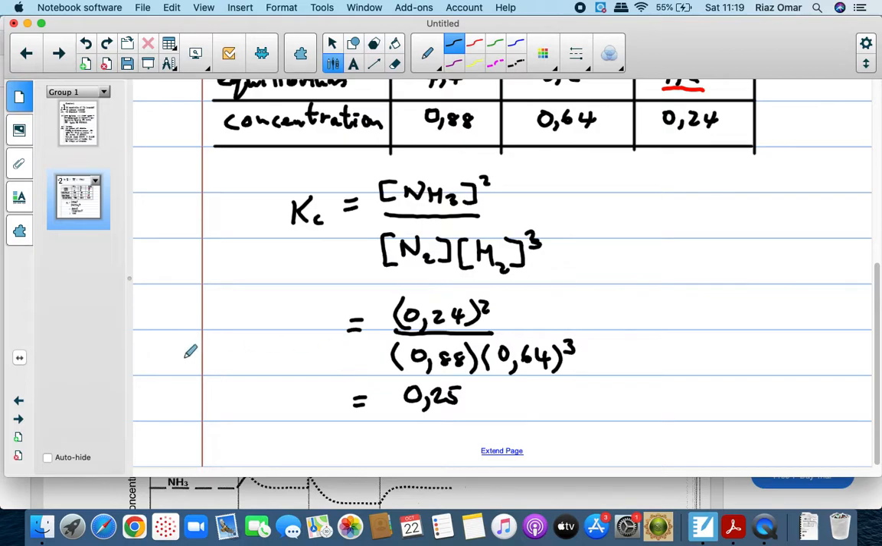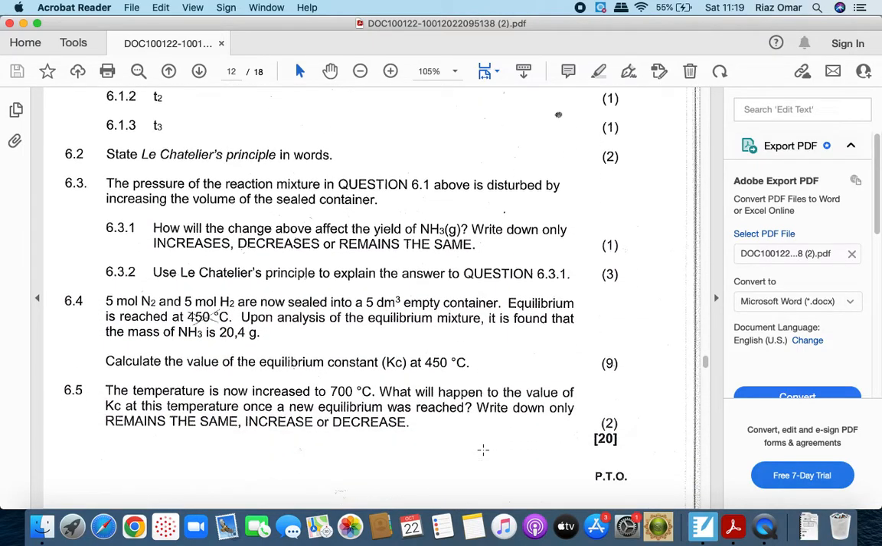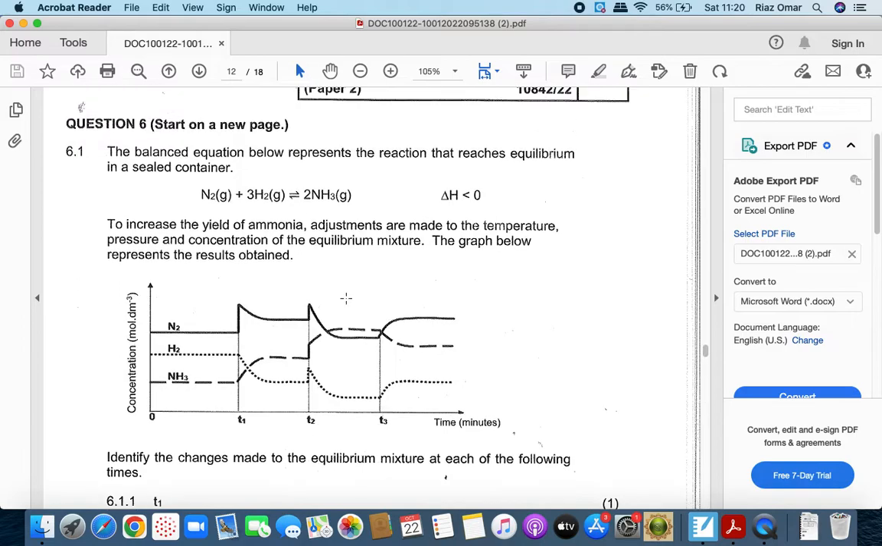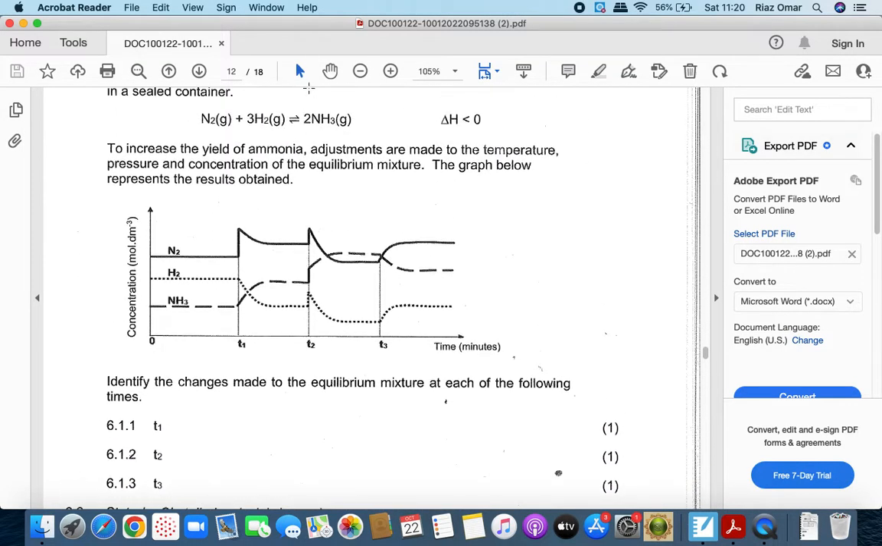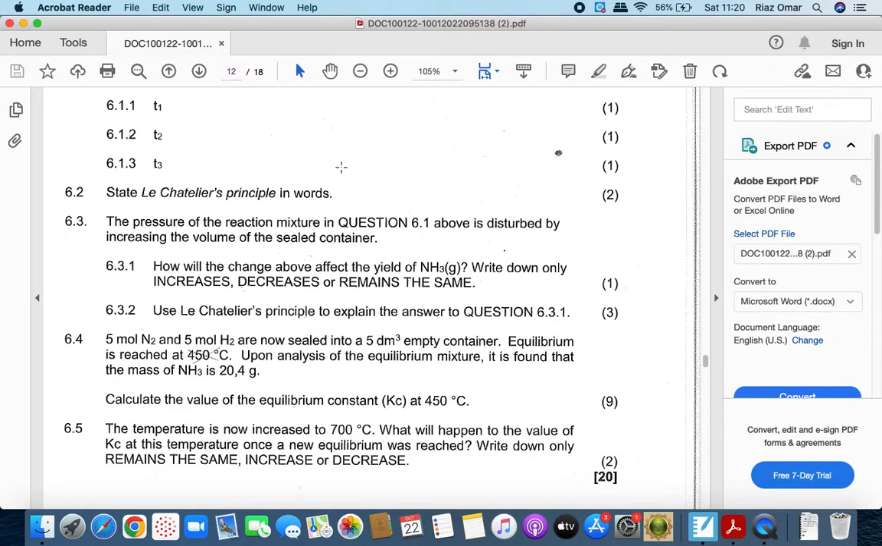Okay, so that will be the answer for the Kc value. Calculate the value of the equilibrium constant, so that will be 9 marks. Right. The temperature is now increased to 700 degrees Celsius. What will happen to the value of the Kc at this temperature once a new equilibrium is established? Write down remains the same, increase or decrease. If you increase the temperature, we see that the reverse reaction is favored, so the number of products goes down, the NH3 will go down, so your Kc will decrease because equilibrium shifts to the left.